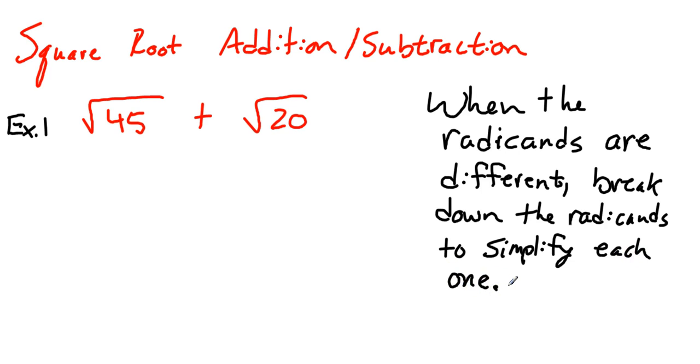And normally if you do that, then you should finish where both of these numbers, when we take the square root of 20 and break it down, we take the square root of 45 and break it down. Once you take those 2 numbers and break them down, you should have the same numbers inside the radicand, and then you can add or subtract the numbers that are in front.